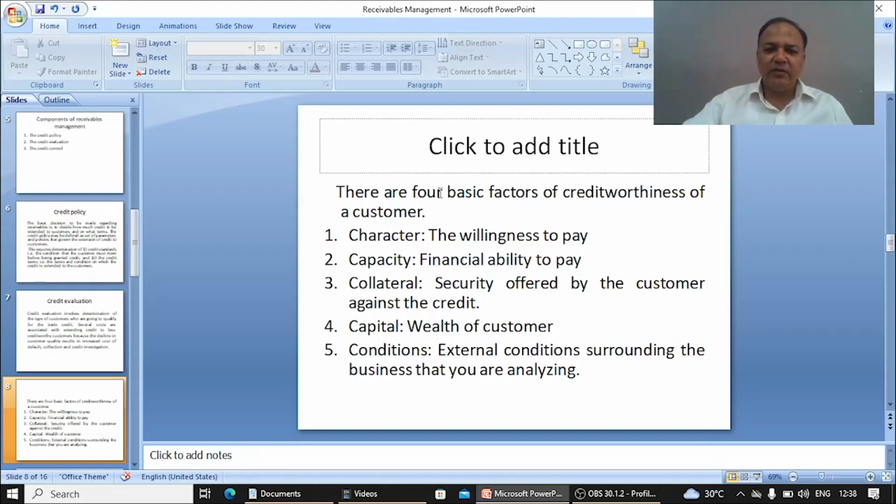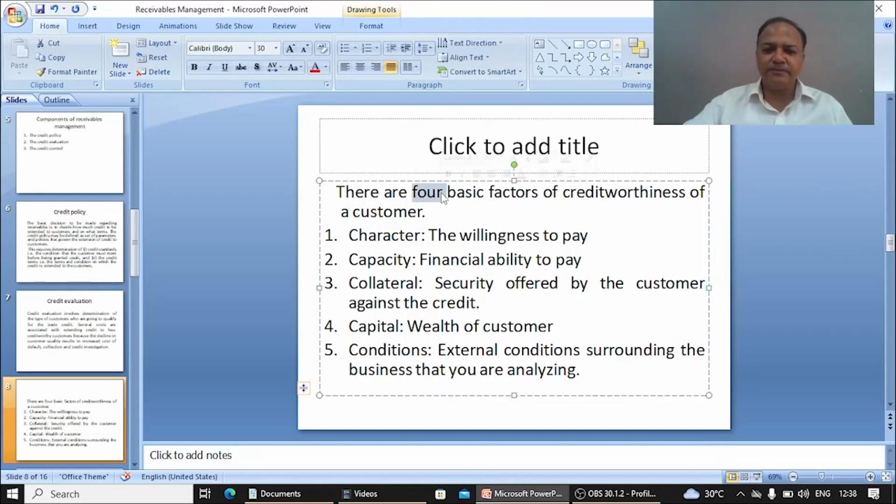Five basic factors, or you can say the five C's of credit policy. If anyone asks you to write down the five basic C's of credit policy, then the five C's of credit policy are character, capacity, collateral, capital, and condition.